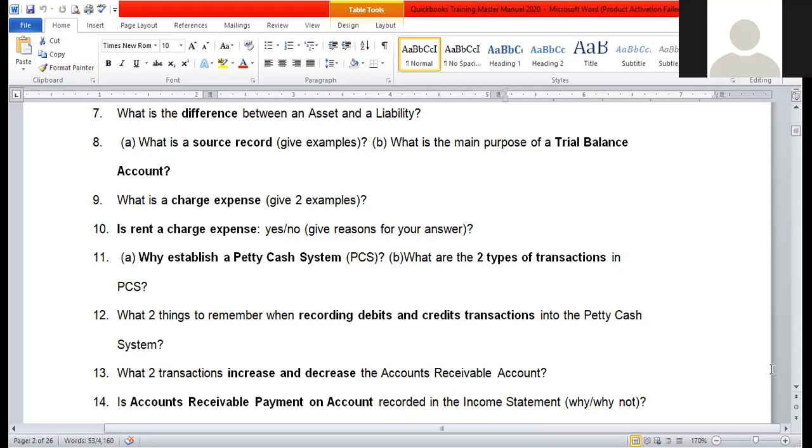You all studying? Yes. First of all, why establish a petty cash system? So that you wouldn't have to pay for miscellaneous expenses. Yes, I'll accept that. That's when a business doesn't want to write big checks for a small amount of expenses like toilet tissues and a little gas. What are two types of the transactions in petty cash? Popping up and depleting.